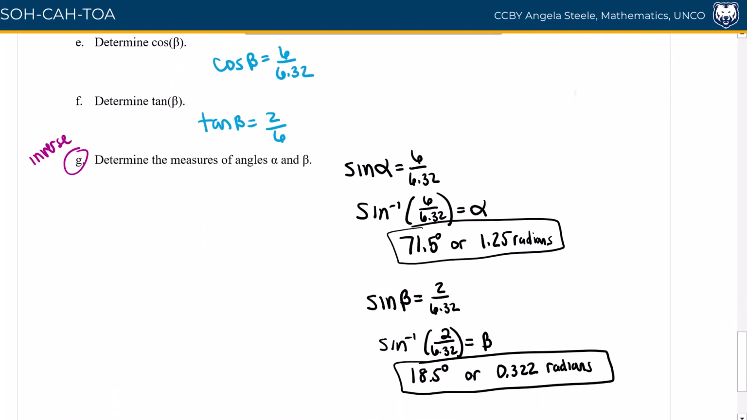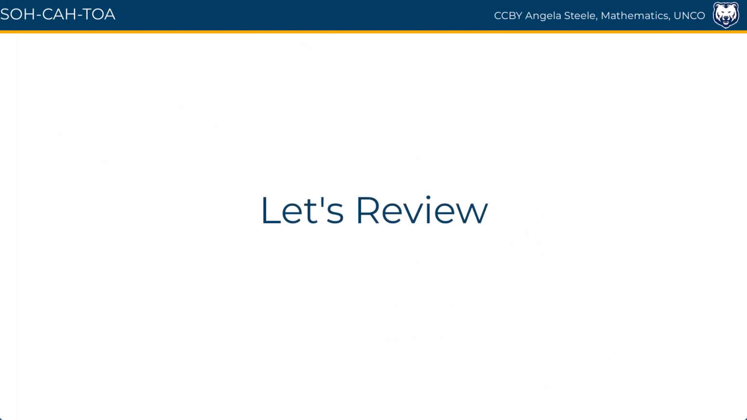And then part G, we actually want to find the angle measure. So alpha is going to be 71.5 degrees or 1.25 radians. And then the beta is going to be either 18.5 degrees or 0.322 radians. Again, when you are working on the homework, make sure you are paying attention if it wants it in radians or in degrees, because it will be asking for both, so that way you get used to working with both angle measures.